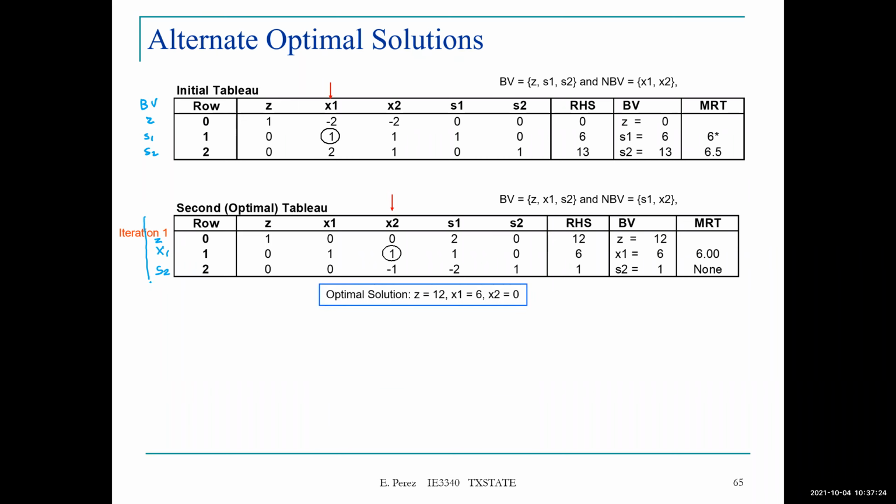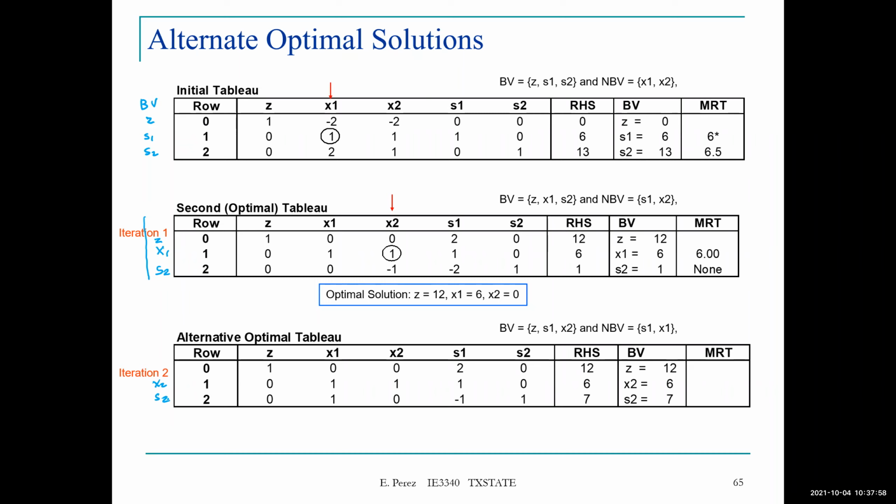So the solution is Z equals 12, X1 equals 6, X2 equals 2. But you remember this decision that we make here? Instead of choosing X1, we choose X2 to enter. We can solve the problem, and you'll find another solution with the same optimal value. X2 equals 6, which is going to give you 12. This is another solution with an optimal value equal to 12.